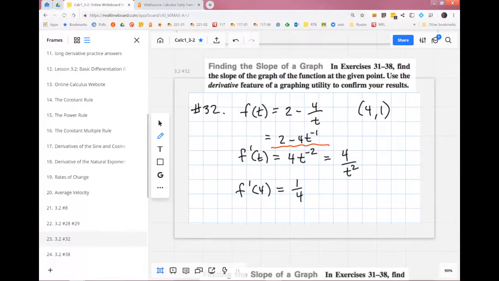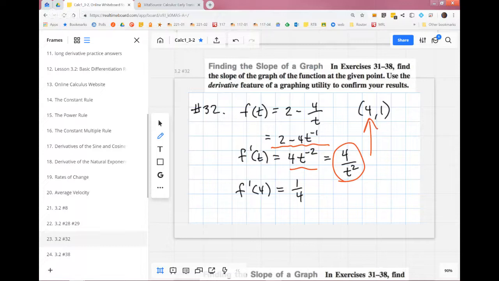I'm not supposed to have done anything with a constant. Oh, yeah, what's the derivative of a constant? 2. That's 0, so that's gone. That's really a 0 plus. Negative 1 times negative 4 is plus 4. Reduce power by 1, negative 2. Rewrite. 4 over t squared.